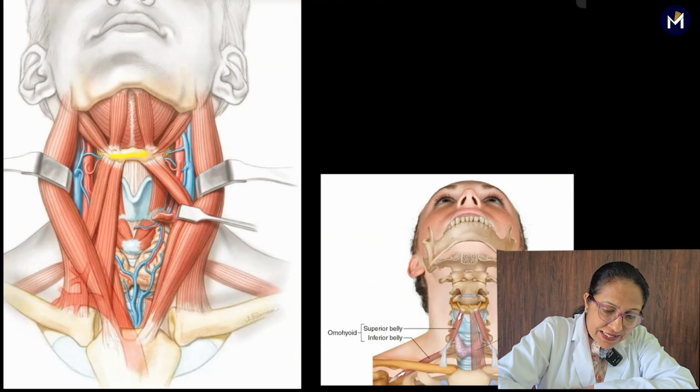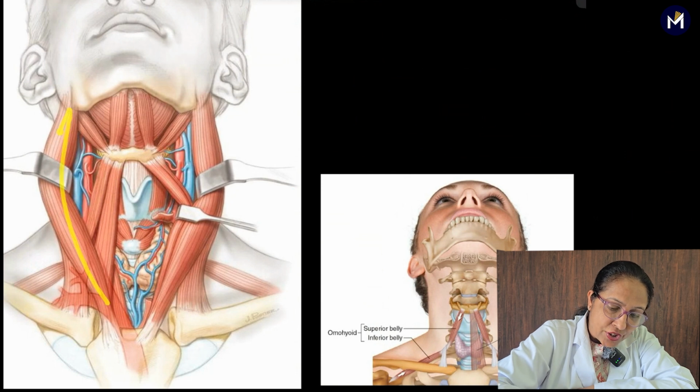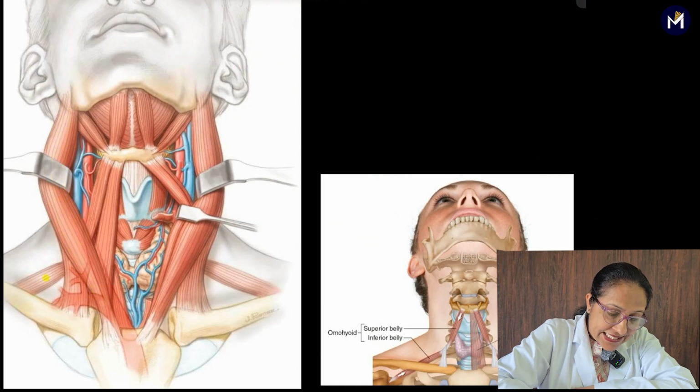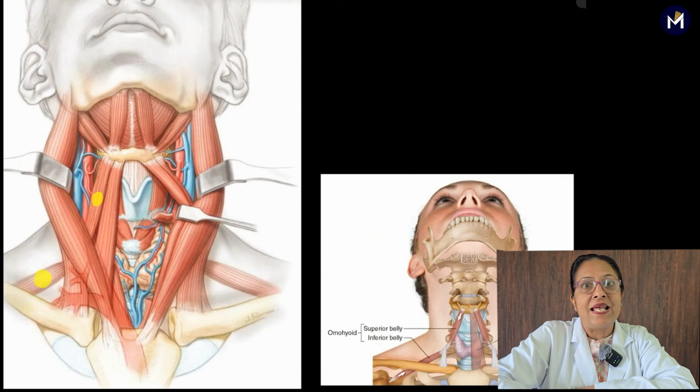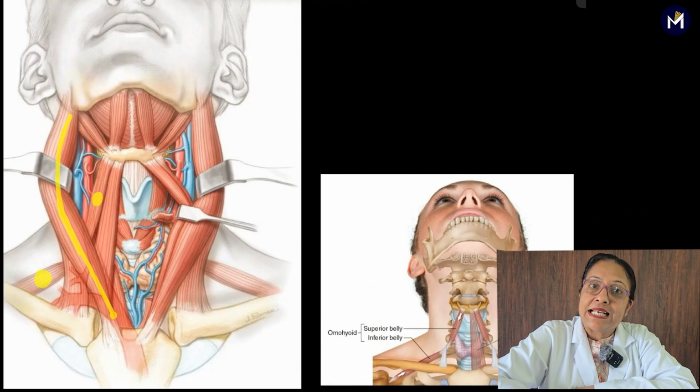So let's see the muscle over here. This bone is hyoid bone. We are talking about infrahyoid muscles. This is sternocleidomastoid, the key muscle in the neck. Just beneath the sternocleidomastoid, which partly covers the omohyoid. This is inferior belly of omohyoid. This is superior belly of the omohyoid. And this muscle is sternocleidomastoid, which partly covers it.